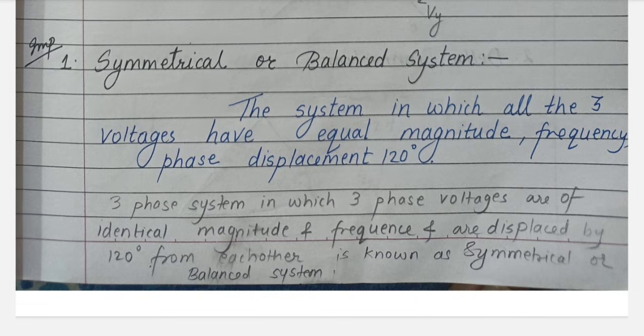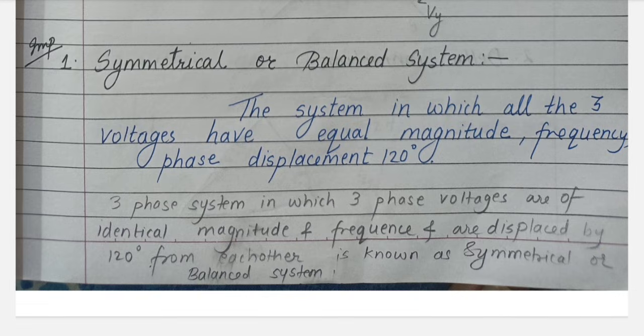So the first definition is symmetrical or balanced system. It may come as define symmetrical system, or define balanced system. At that time what you will define: the system in which all the three voltages have equal magnitude, frequency, and phase displacement of 120 degree. The very simple definition. Otherwise in pencil I have written a more professional definition of it, but the meaning is the same. For your understanding, I have written in simple language also, and the definition which is there in some books, okay.